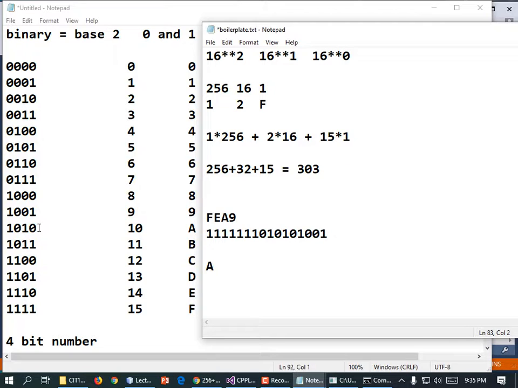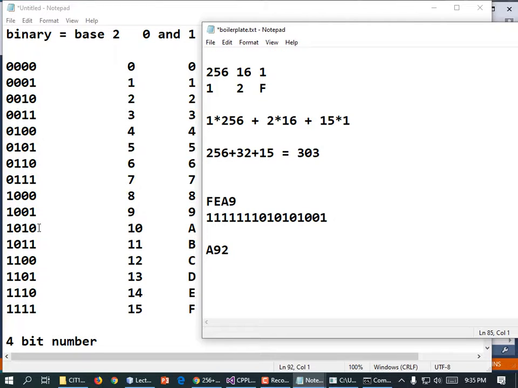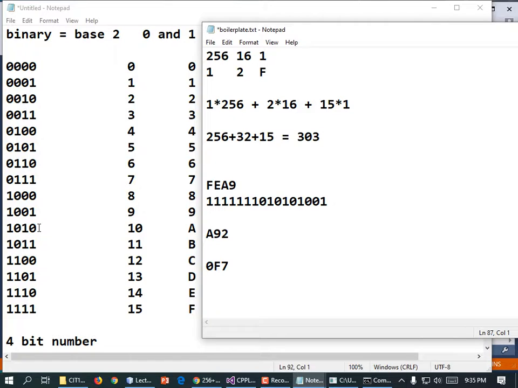All right, so I want y'all to go back to your document and write out a series of bits that represents A92, 0F7, and I don't know, F2, well, ACE. It's silly, but we could do that. All right, so y'all do that. Write down the 4-bit values that represent these hexadecimal numbers.